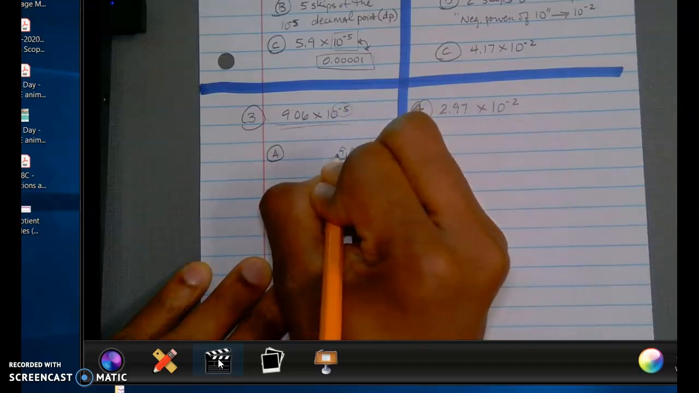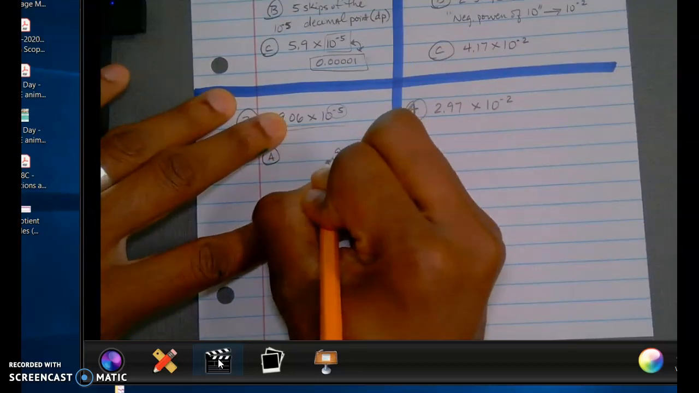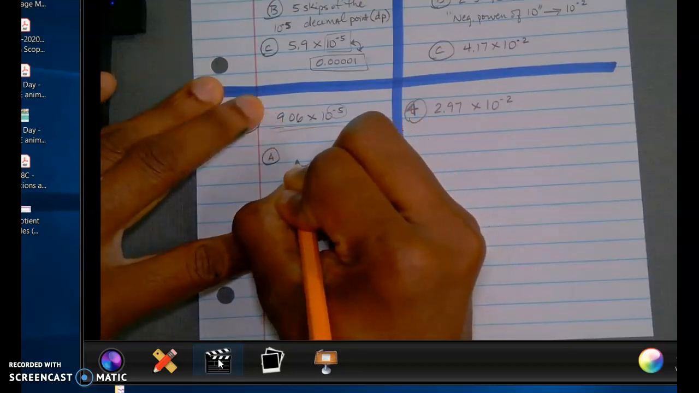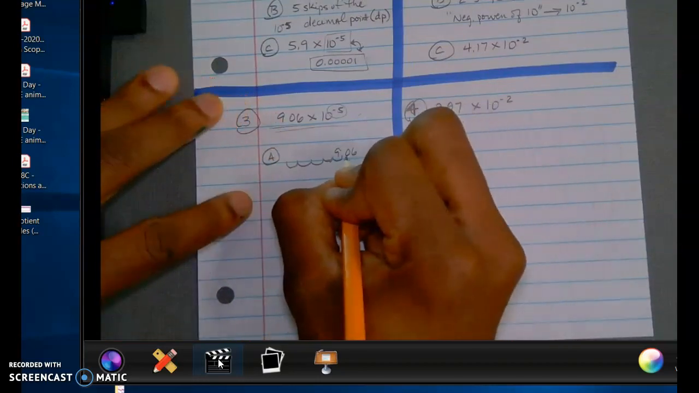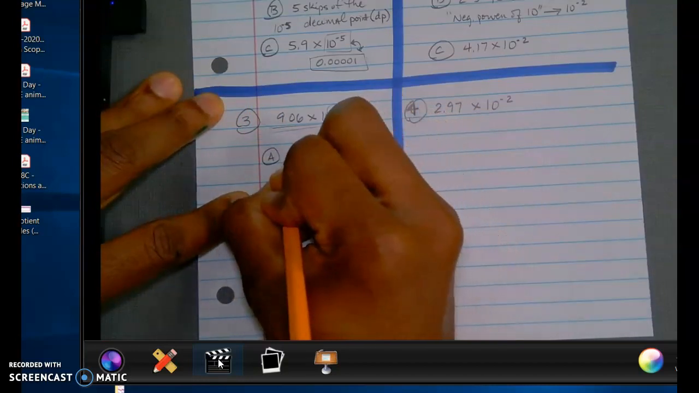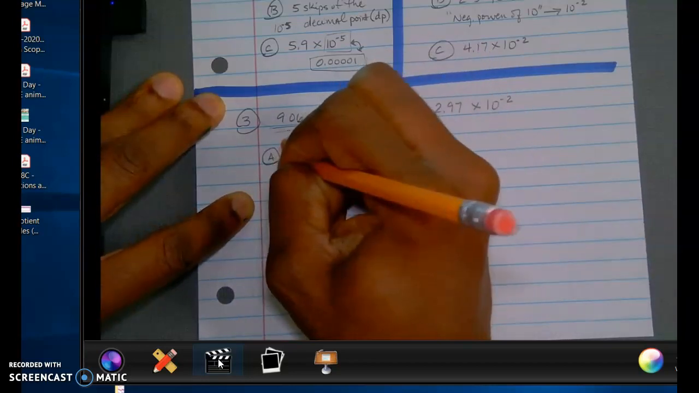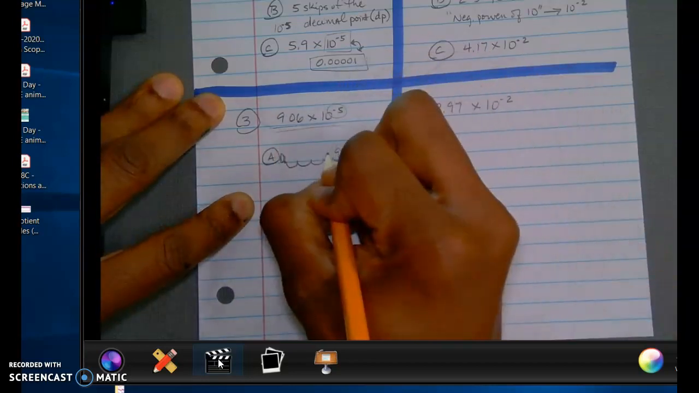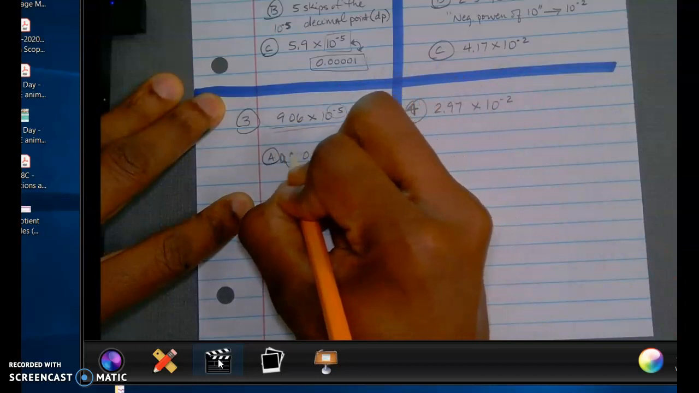So next, I know that 1, 2, 3, 4, 5. I want to count again because my paper sort of skipped a little bit. That's 1, 2, 3, 4, 5. I know that my new decimal place is going to be there. I'm going to put a 0 placeholder there and fill in all of my extra zeros.